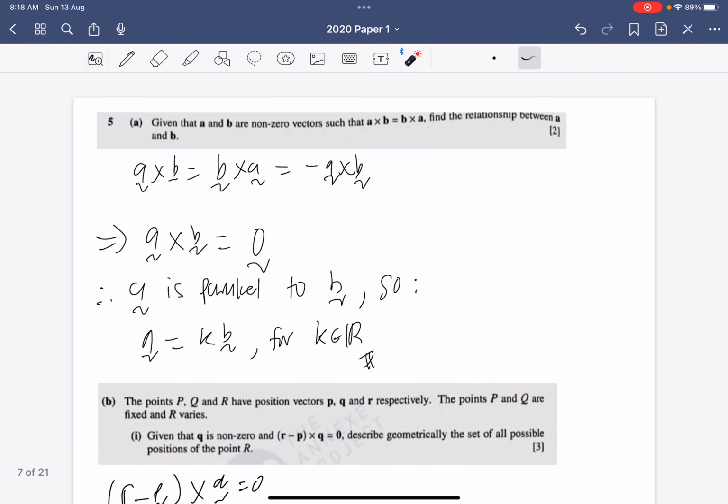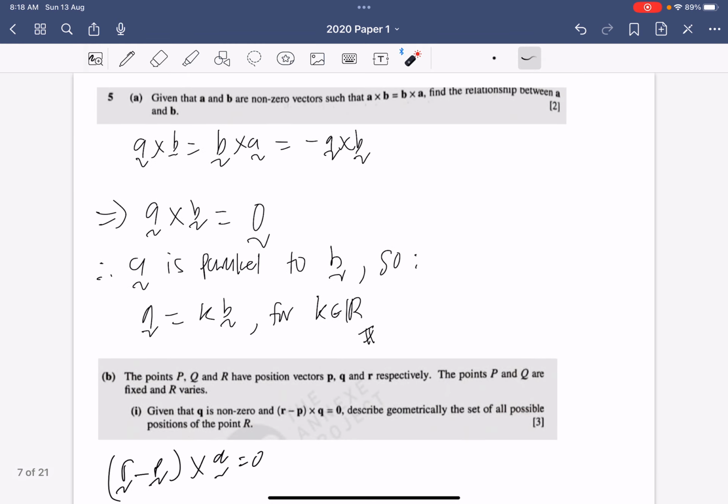Next, question 5, it tests us again on vectors. Given that a cross b equals b cross a, find the relationship. So we know that b cross a, we need to put a minus to flip the two. So it's actually just minus a cross b. So a cross b equals minus a cross b.